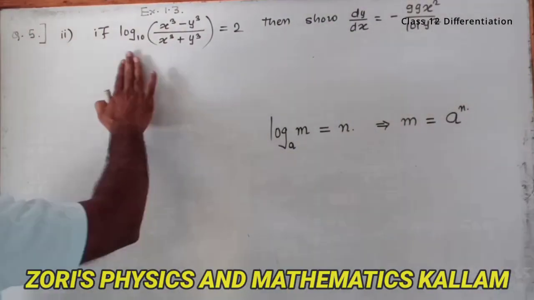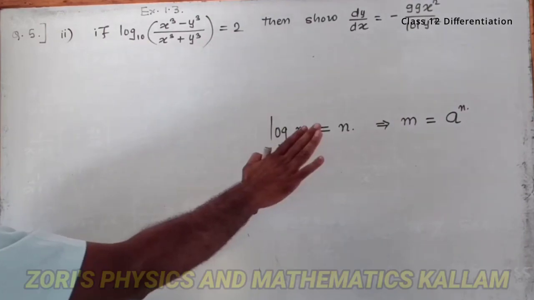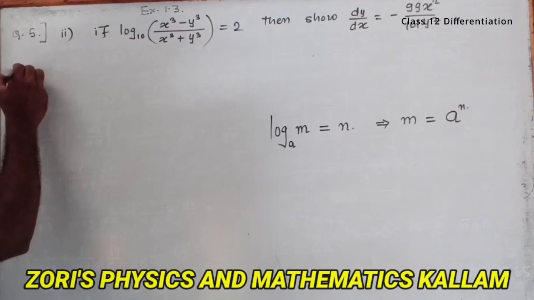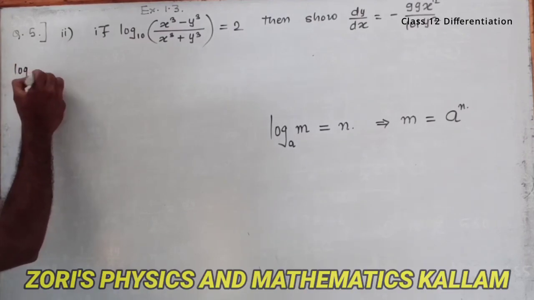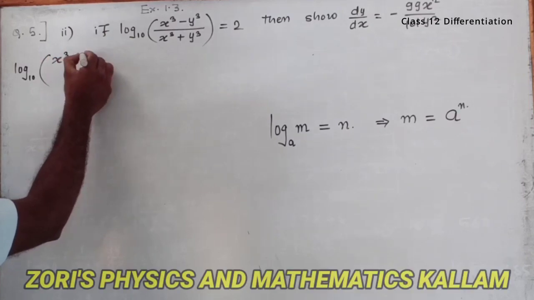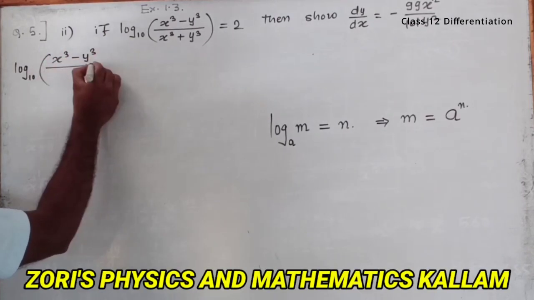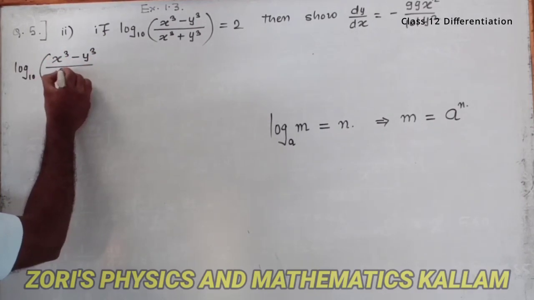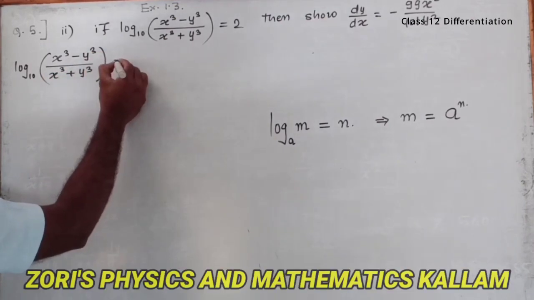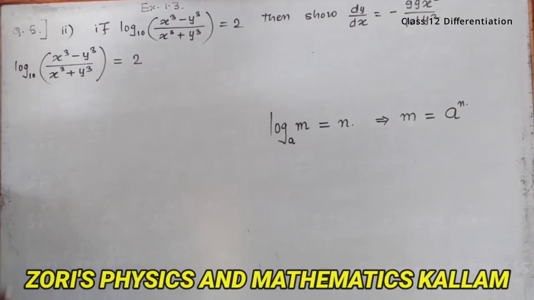Now see, our given expression is also like this. So first we write this equation here: log base 10 of (x³ - y³)/(x³ + y³) is equal to 2.